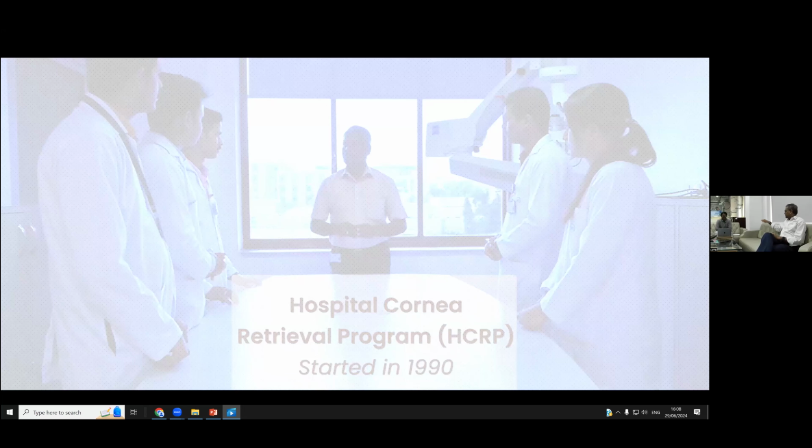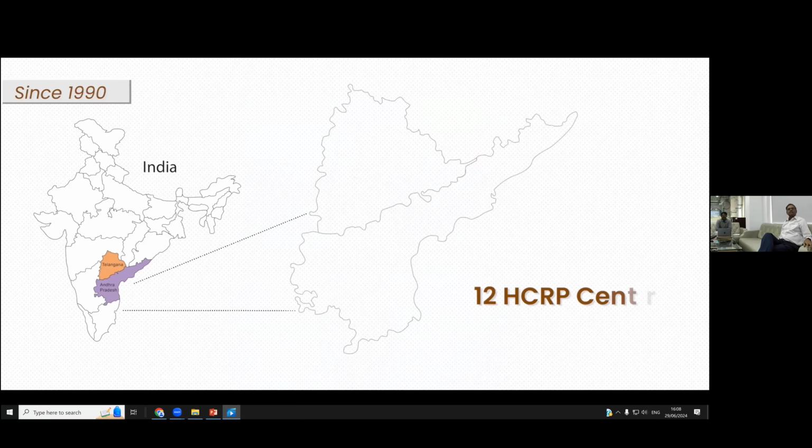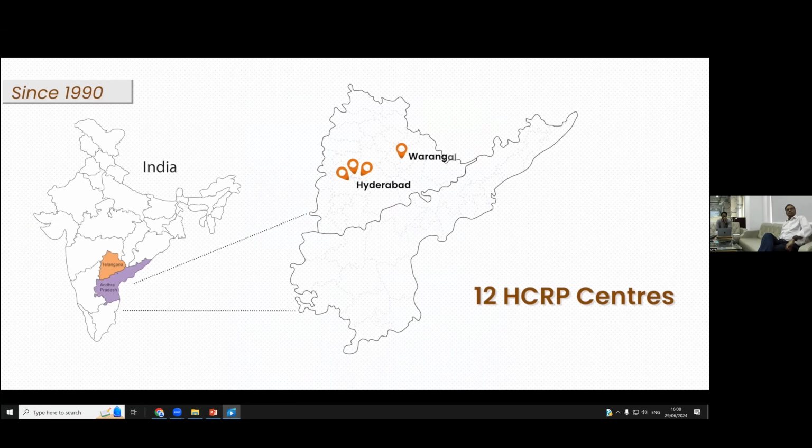We went on to establish 12 HCRP centers in the government medical college hospitals and district headquarters hospitals of Warangal, Mehboob Nagar, Kurnool, Karimnagar, Adilabad, Anantapur, Tirupati, Nellore, and Ongole in the states of Telangana and Andhra Pradesh.